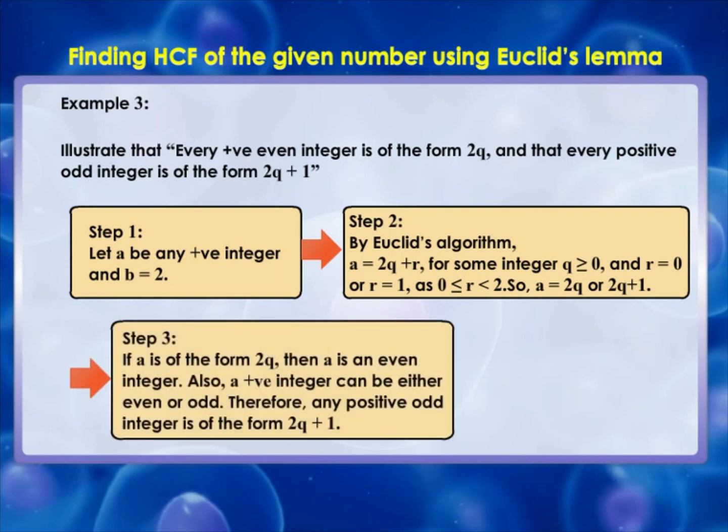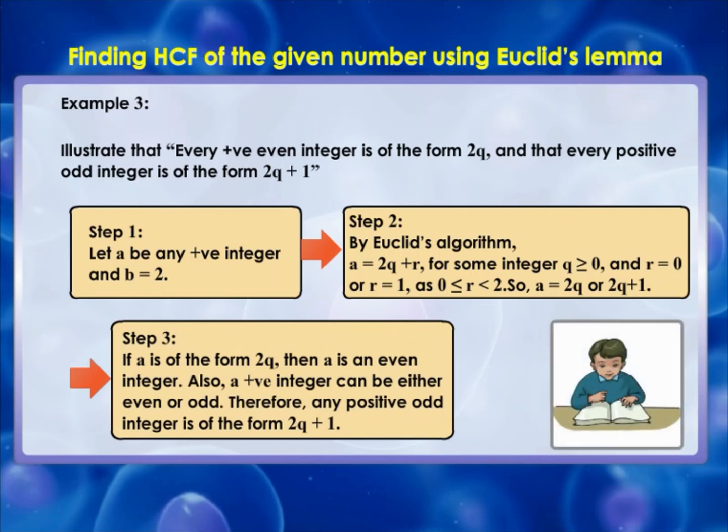Step 3. If a is of the form 2q, then a is an even integer. Also, a positive integer can be either even or odd. Therefore, any positive odd integer is of the form 2q + 1.